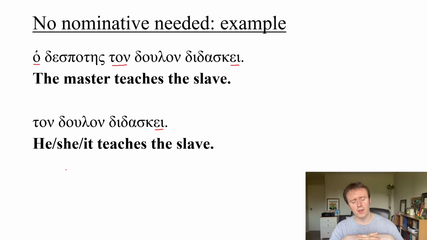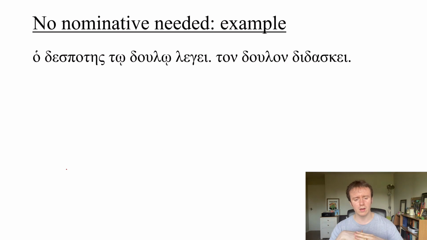However, you might think, can we potentially know whether it is he, she, or it that's doing the teaching? And the answer to that is yes, as long as we have some context. So if we look at the next slide, here we have two sentences. And here we have some context. That sentence that we just looked at has some context which will let us know whether to translate it as he, she, or it teaches the slave.